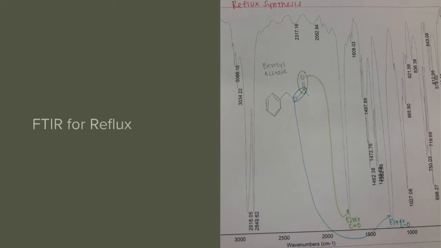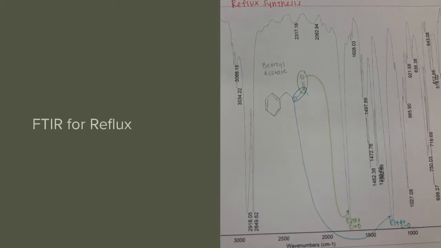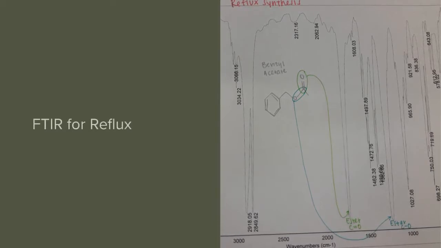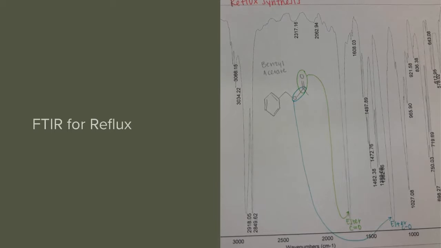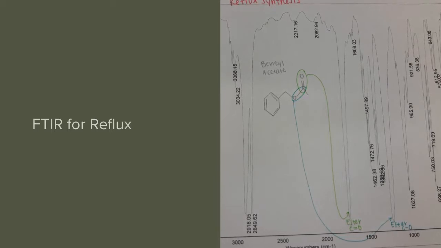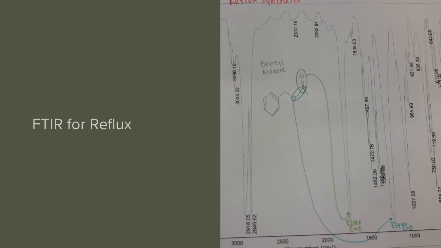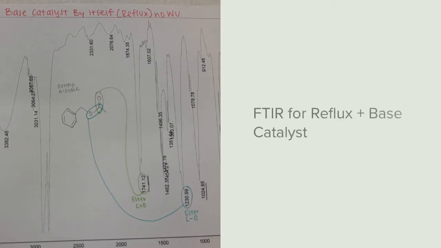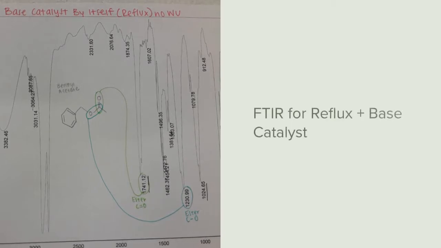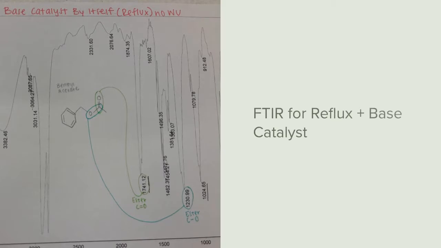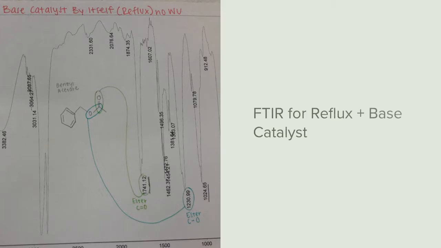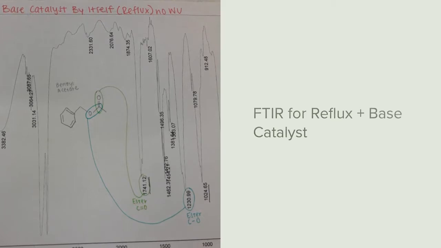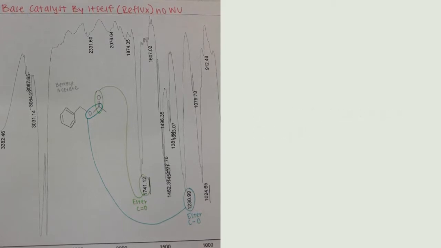For the reflux synthesis of benzyl acetate, analysis of its FTIR spectrum found that there was a signal for the C-O bond for esters at 1740 inverse centimeters and a C-O bond around 1235 inverse centimeters. For the FTIR spectrum of synthesis that had both base catalyst and reflux, it had signals indicative of the ester C-O and aromatic ester C-O at 1741.12 inverse centimeters and 1230.99 inverse centimeters, respectively.